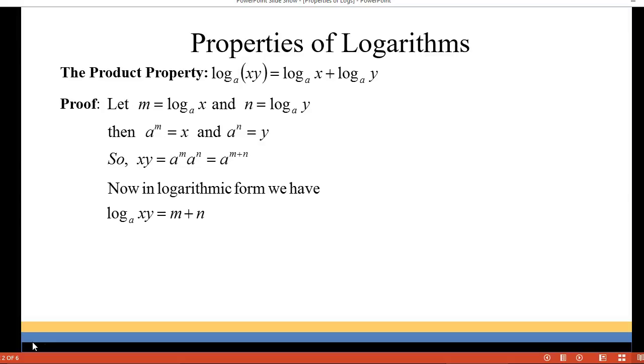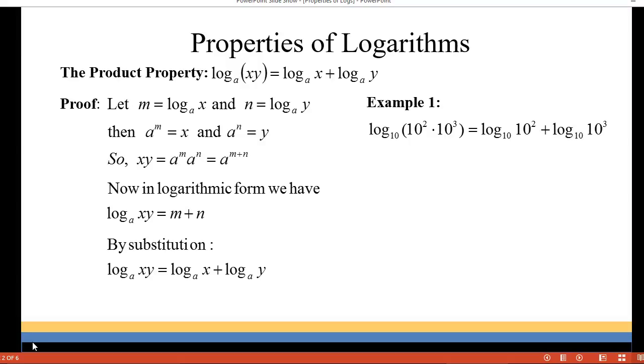Now, changing that back into log form, we have log base a of xy is equal to m plus n. Remember that when you're dealing with logs, you're really dealing with the exponents. So by substitution, we have log base a of xy is equal to m, which is log base a of x, plus n, which is log base a of y. So we get the product property. Let's put this to use.